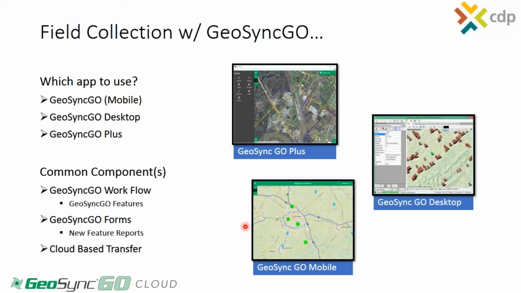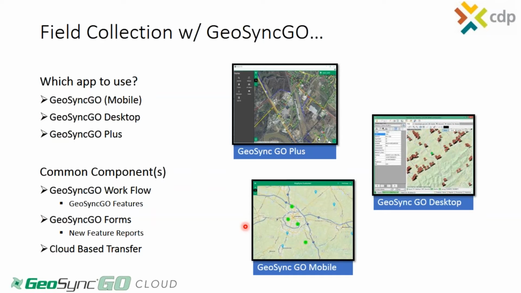Some of the common pieces between these field collection methods are our GeoSync GO forms. They go hand in hand with the workflows. So the forms and the workflows are common between all. And then also cloud-based transfer. All three applications transfer the data to the cloud via internet connection. Depending on the app, sometimes it's real time, other times it may be an update if you're disconnected.